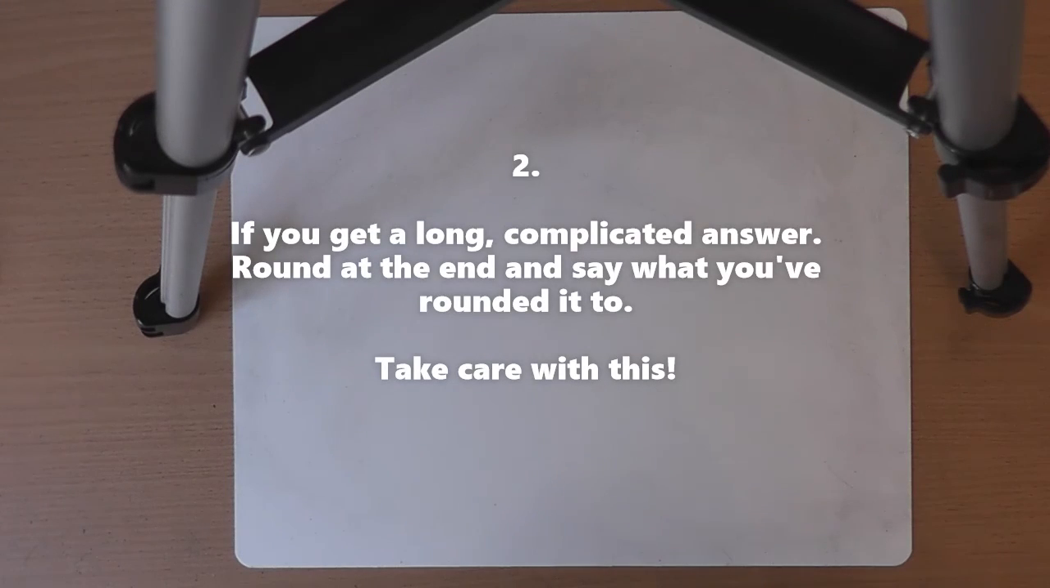The second time you might round is if you get a long, complicated answer that's got lots of decimal places and it just doesn't make much sense, perhaps because of the context of the question, perhaps because it's just too big to work with. In which case you can round, but only round at the end of the question and specify what you've rounded it to. If you have rounded it to 2 decimal places, then write down that you have rounded it to 2 decimal places. If you've rounded it to 1, then write down that you've rounded it to 1. But do this sparingly, please, because you don't want to get the answer wrong because you've rounded it incorrectly.